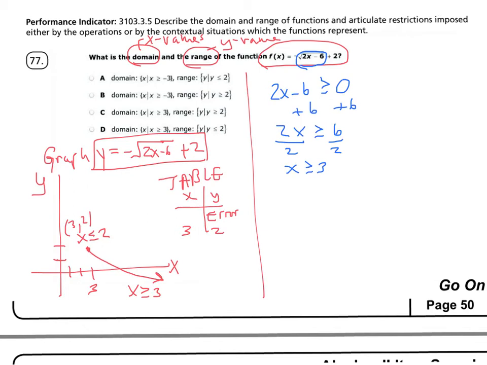See how I got the same answer as when I just graphed it or when I looked at the table? Okay, and then so there's our C or D, and then, well, the answer is D.